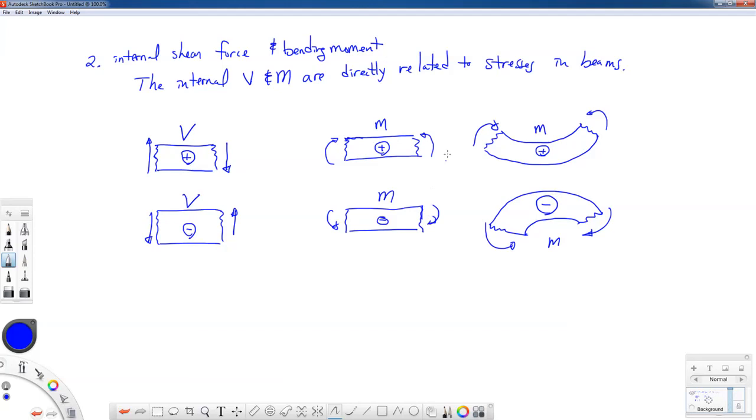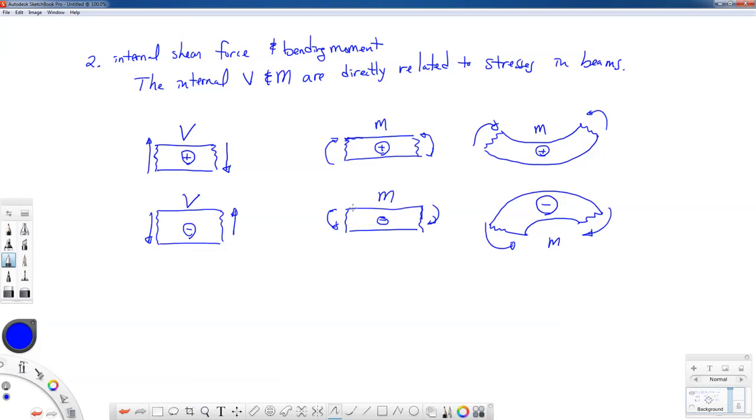Sometimes the way I like to think of it is, if you see this moment, it kind of looks like it pulls out from the bottom and it pushes into the top. The bottom is in tension and the top is in compression on the left and right sides. And likewise in these arrows, they're pulling out from the top and pushing into the bottom, indicating tensile stresses on the top and compressive stresses on the bottom. These are our sign conventions for shear force and bending moment.